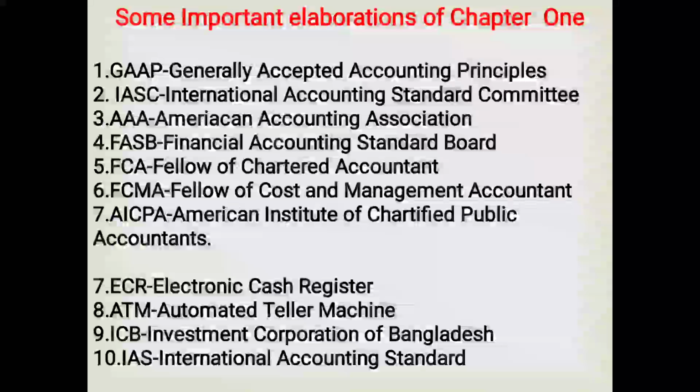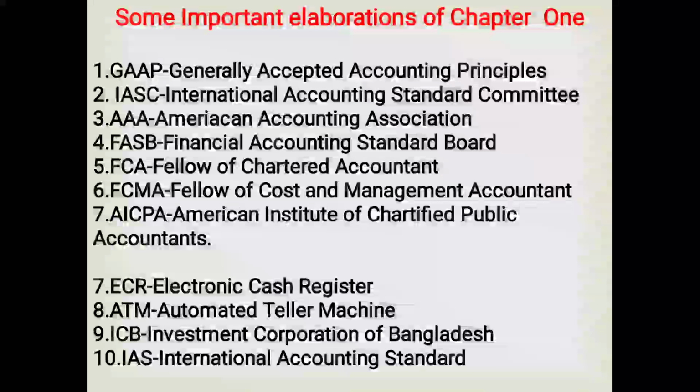Number 8, ECR, Electronic Cash Register. Number 9, ATM, Automated Teller Machine. Number 10, ICB, Investment Corporation of Bangladesh. Number 11, IAS, International Accounting Standard, etc. are the elaborations for this chapter.